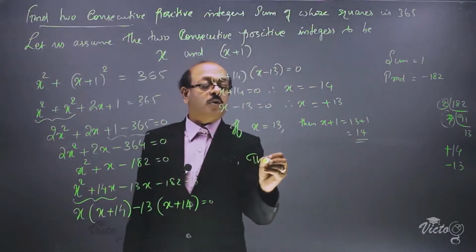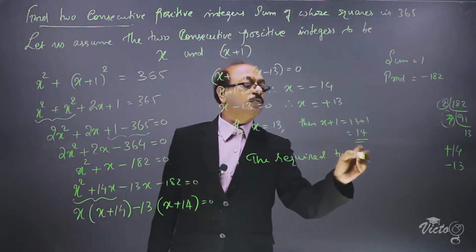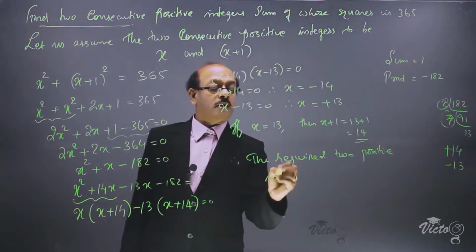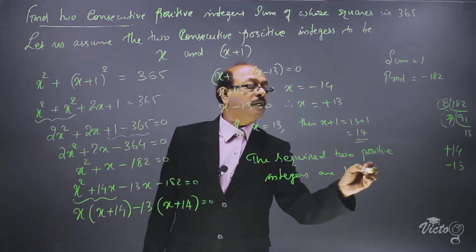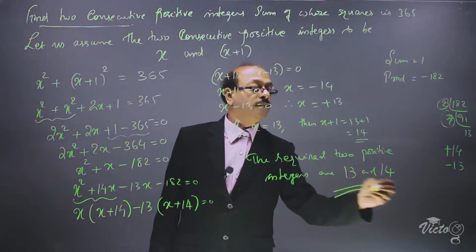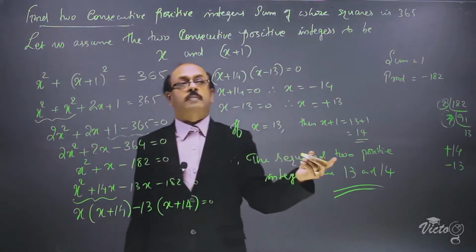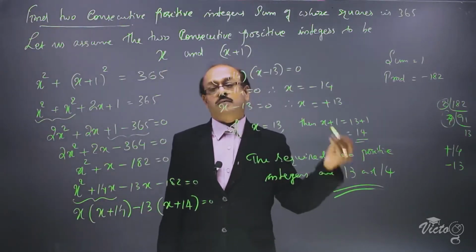Therefore, the required two positive integers are 13 and 14. These are the two numbers. When we are squaring and adding these two numbers, we will get 365. So the answer is 13 and 14.